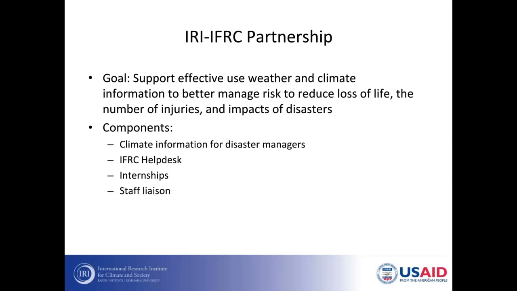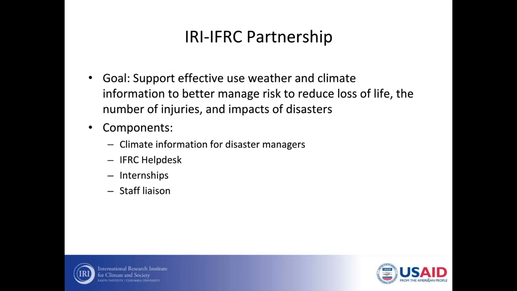The third component is student internships. This component helps facilitate communication between both the field and headquarter offices for IFRC, and also helps broker relationships between the IFRC, the National Met Services, and the IRI. To date, nearly 100 students have contributed to this partnership. And the fourth component is an IFRC staff liaison that's actually based at the IRI. This is a joint position between the IRI and the Red Cross and further supports the dialogue between climate providers and decision makers to continue to refine the decision support tools.